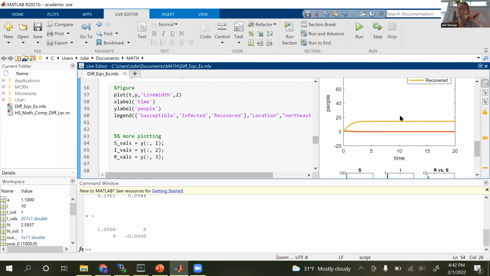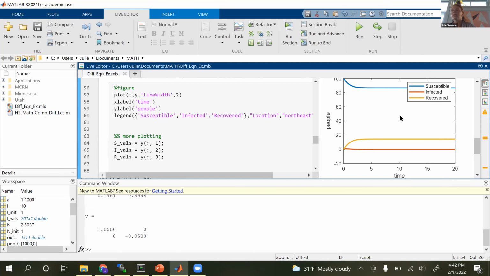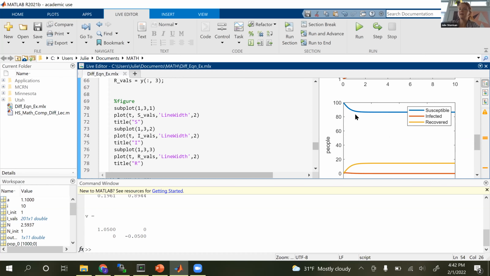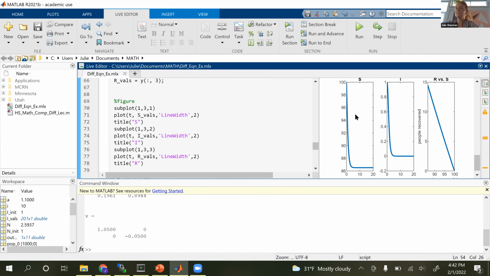Great. And then we might compare this to some data that we have, or if this was a competition, we could think about what parameters need to change so that it looks more like the data. We can also think about plotting each of them on their own, right? Because this plot actually looks pretty different from this one. If we look at just the susceptible, we can get a better look at what's going on by this smaller scale. We see that we started with 100, and then we get down to something like 87 or so susceptibles, and that's pretty much where we stay.